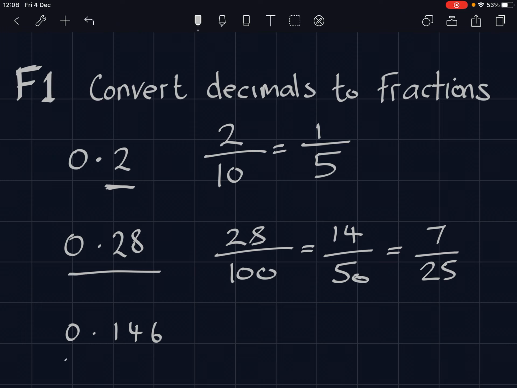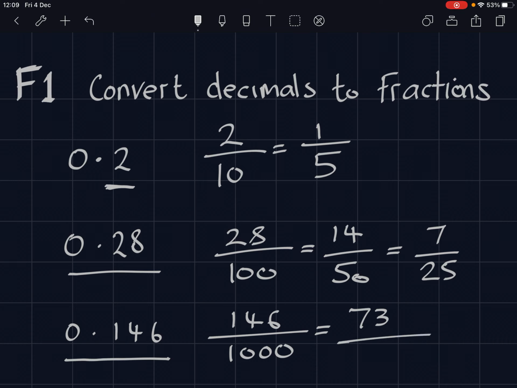Let's have a look at the last example. So this number has 3 decimal places. So in this instance, our number would be 146 over 1,000. Let's have a go at simplifying that down. So 14 divided by 2 is 7, 6 divided by 2 is 3, over 500. Now, that doesn't look like it will simplify any further.